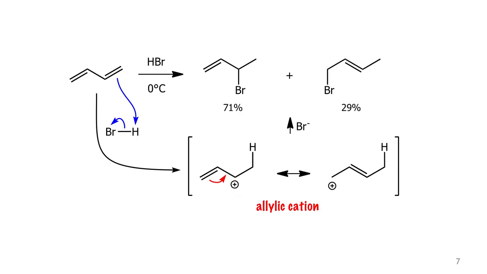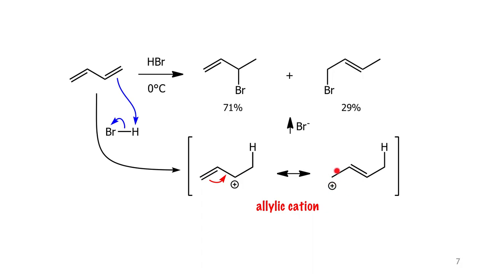That generates a positive charge at this position. But hopefully by now you're aware that when you have a positive charge next to a pi bond, there is a resonance contributor to that. That means we have delocalization of that positive charge over this carbon and this carbon at the end. And ultimately, we see reaction at both sites. There is a preference for addition of the bromine to this position, but we also see a significant amount of bromide adding to the primary position here.